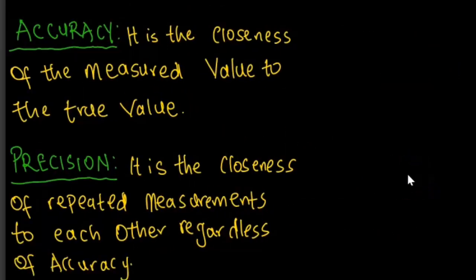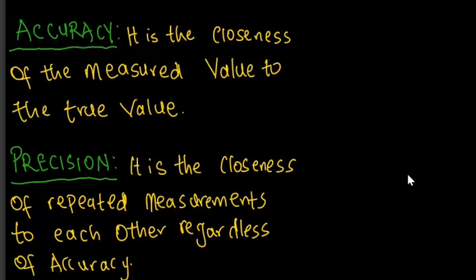In this section of this video, I'm going to explain the difference between accuracy and precision. Now, most persons think that accuracy is a synonym for precision, or that they have the same meaning. But in the real sense, accuracy has a different meaning from precision.